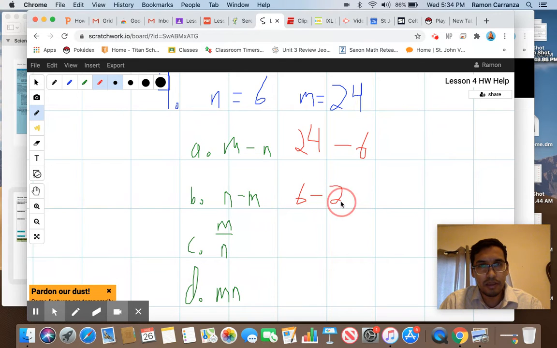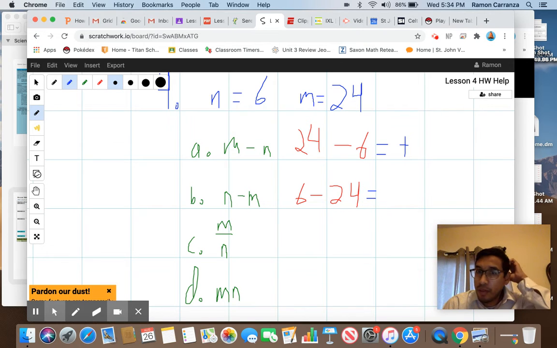So you'll notice, since we use the same values and we use the same operation, that a and b are going to be opposites. One of them is going to be a positive answer, and the other one's going to be a negative answer. As we went over in class, anytime the minuend is bigger than the subtrahend, as is the case here, your answer is going to be positive. But if the subtrahend is bigger than the minuend, your answer is going to be negative.